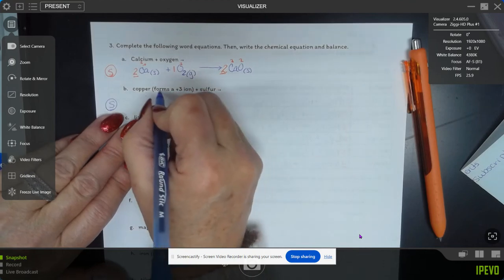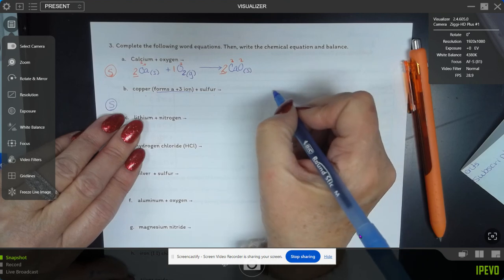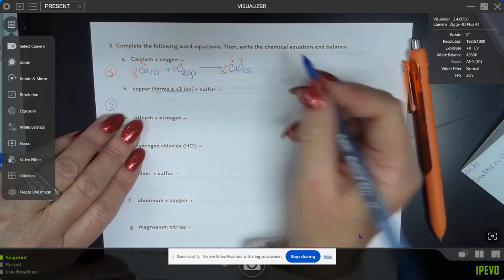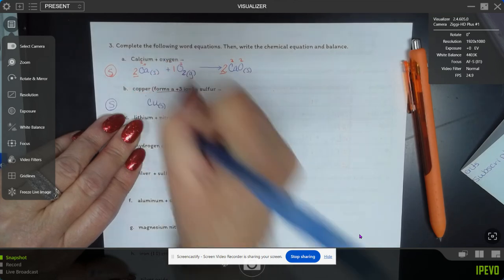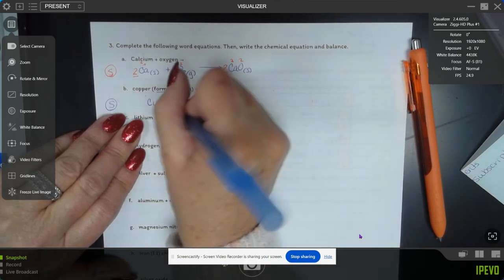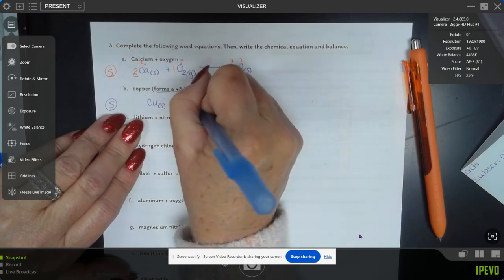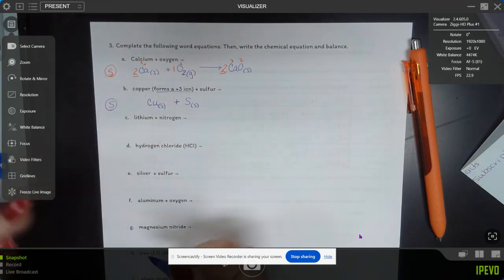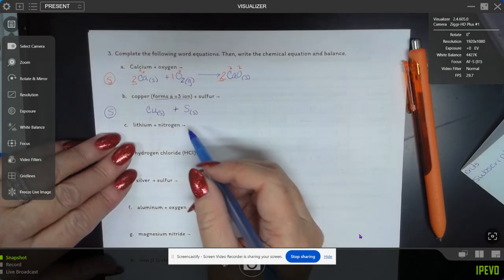Copper. Now this says it forms a +3 ion. That's for us to use on the other side of the equation. You don't need to know that right now, because copper is an element. Copper is Cu. It's a solid. It's going to react with sulfur, so S, which is also a solid. Notice those are both elements. Neither one of them is part of the 7 diatomic elements, so they don't need subscripts of 2.